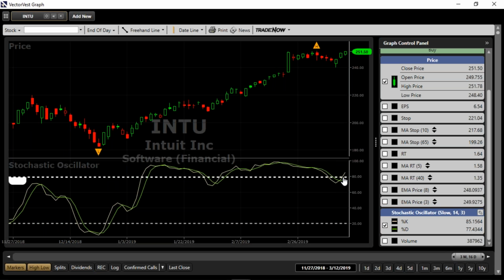Is the stochastic oscillator first crossing from below 20 to above 20 today? The answer is no, right? It's actually above 80, so it's a little overbought right now. When did it first cross from below 20 to above 20? Back here in December. That's the ideal entry, right?